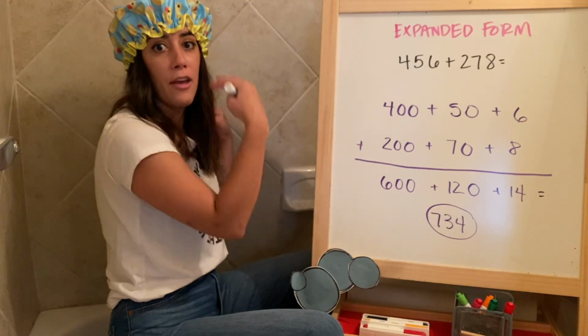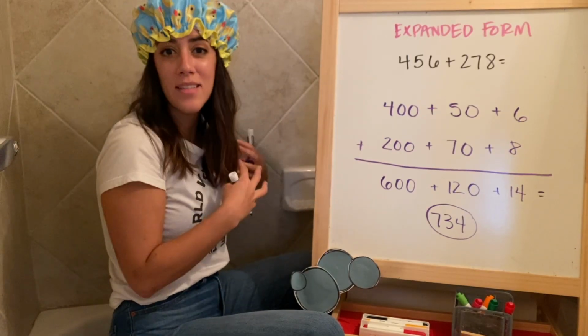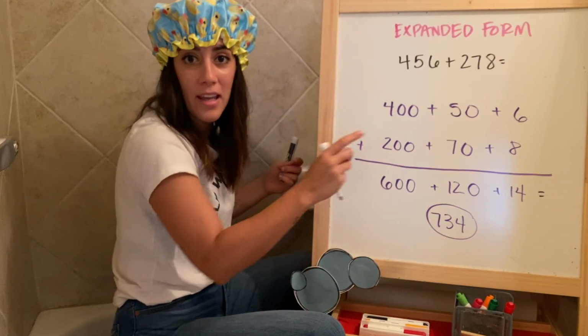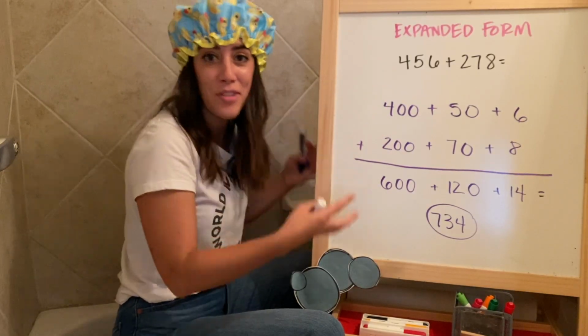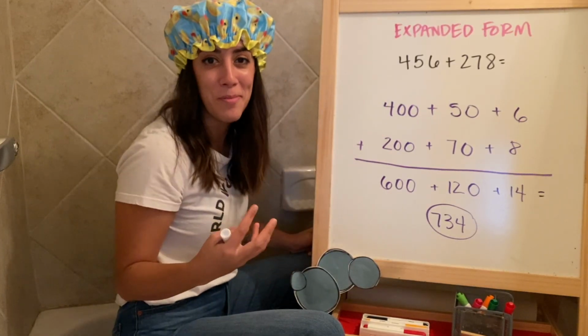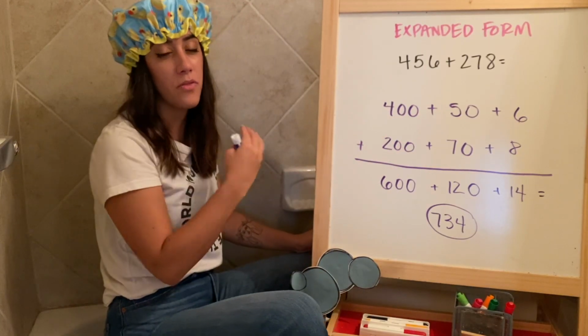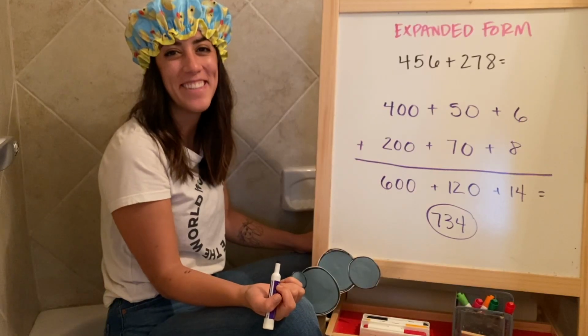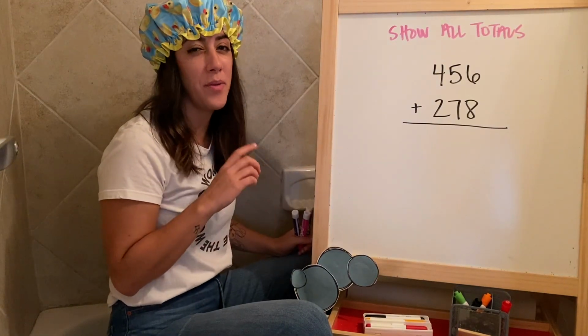So if strip diagram helps you, great. If the base 10 drawing helps you out, perfect. If expanded form is for you, use it. I'm going to show you a couple more, but hopefully this made sense and your place value concepts from the previous unit help you. Okay, so show all totals is another way of doing expanded form.